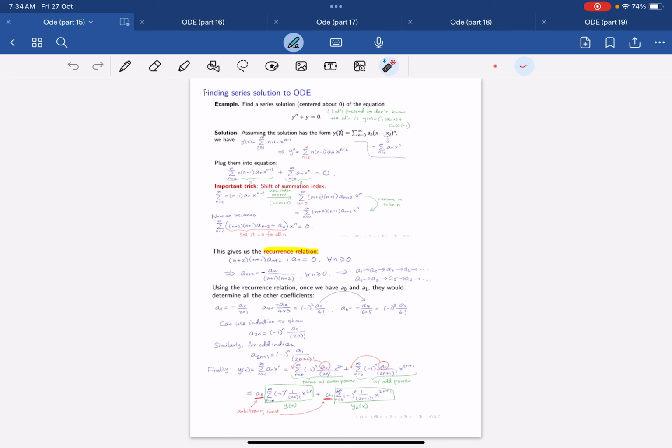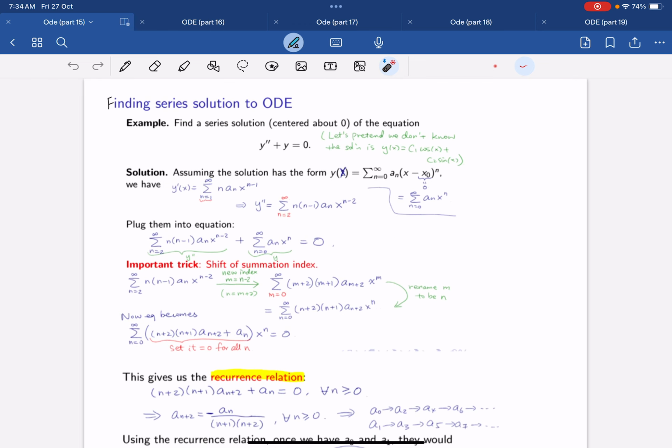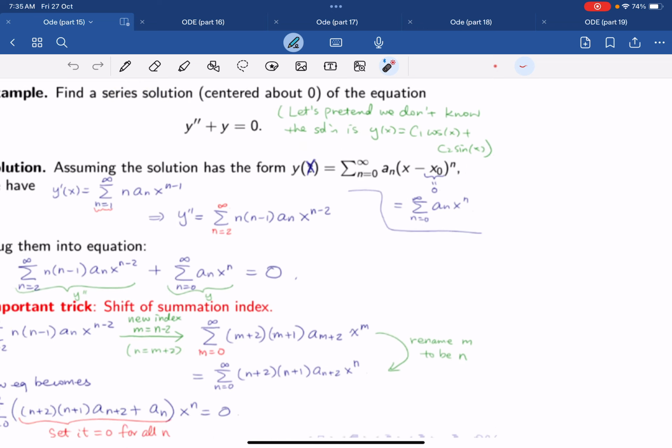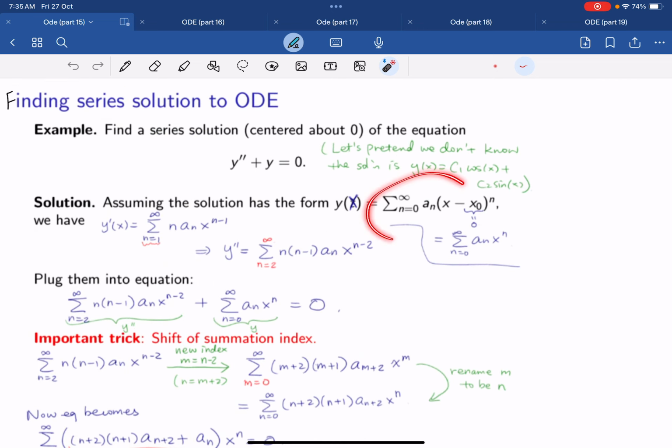So why do I go through so much power series? It's because in the end, we can actually use a series solution, and a series solution means that your solution can be written as a power series, to solve an ODE. So we first assume that the solution has a series formula. So it's something like this.